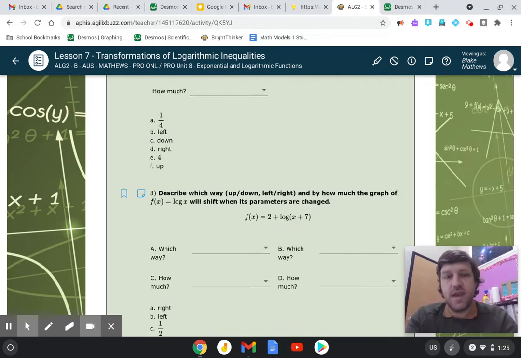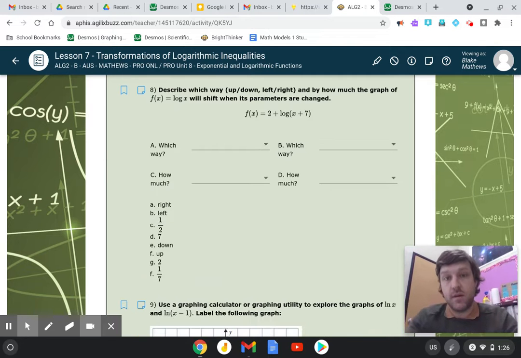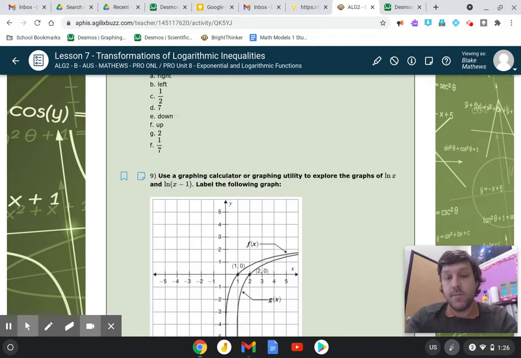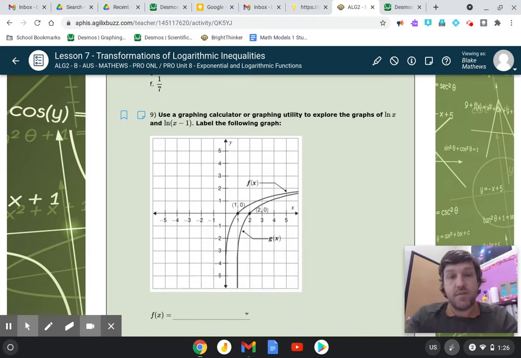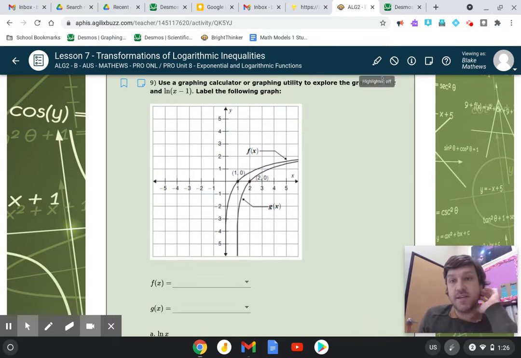Number 7, more of the same. Number 8 combines both: you have numbers being added outside the logarithm and numbers being added inside the logarithm. Outside and inside both. All right. Now from here, we are able to just find the graph. So I'm going to show you how to type this function and this function into the graphing calculator.